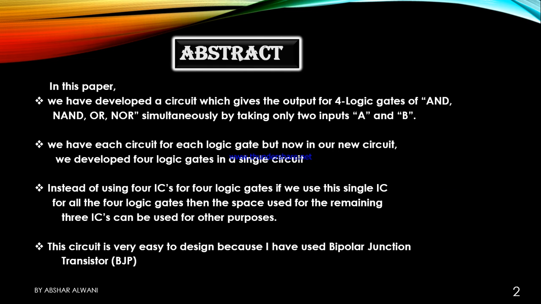Abstract. In this paper we have developed a circuit which gives the output for 4 logic gates of AND, NAND, OR, NOR by taking only two inputs A and B. We have a separate circuit for each logic gate, but now in our new circuit we develop 4 logic gates in a single circuit. Instead of using 4 ICs for 4 logic gates, if we use a single IC for all 4 logic gates, then the space used for the remaining 3 ICs can be used for other purposes.